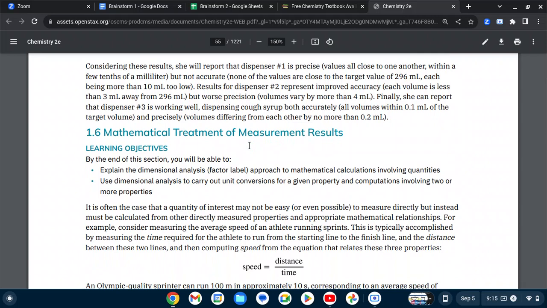1.6 Mathematical treatment of measurement results. Learning objectives. By the end of this section, you will be able to explain the dimensional analysis approach to mathematical calculations involving quantities, use dimensional analysis to carry out unit conversions for a given property, and perform computations involving 2 or more properties.